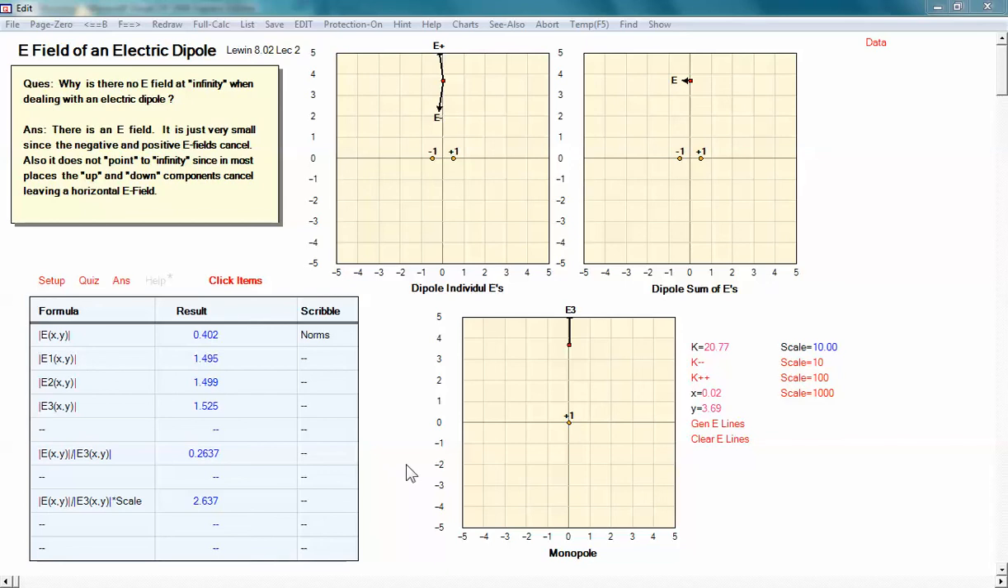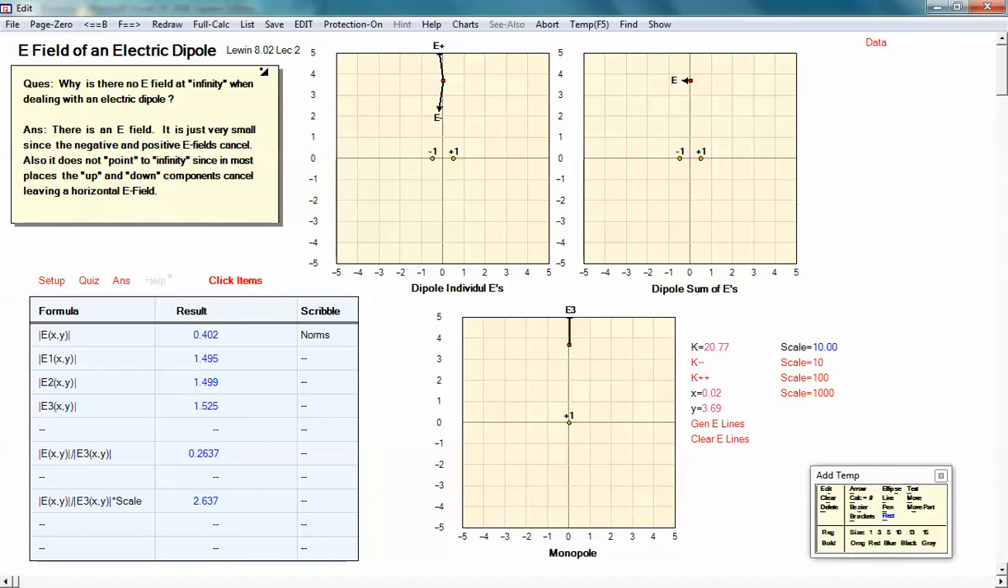This video is a response to a question posed in a study group. The study group was connected with an MIT online course, and the professor was Professor Walter Lewin. The course number was 802, and it was lecture 2. The course is about electricity and magnetism. Lecture 2 is concerned with the field lines generated by electric charges.